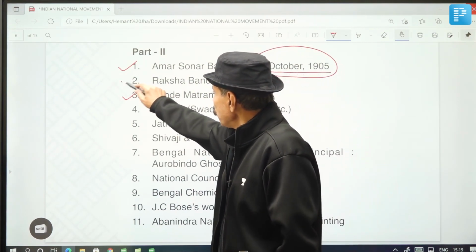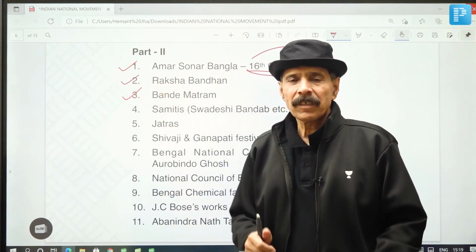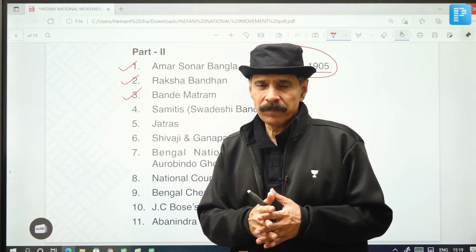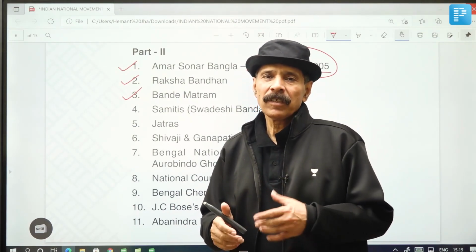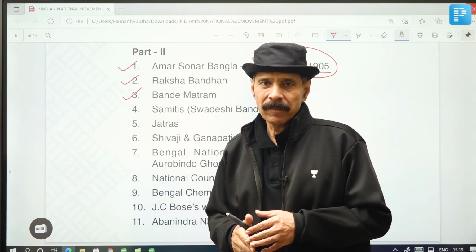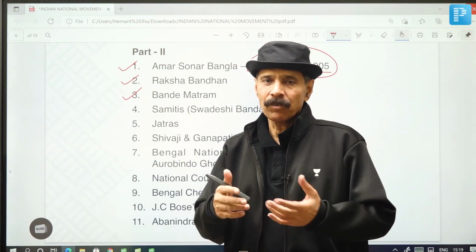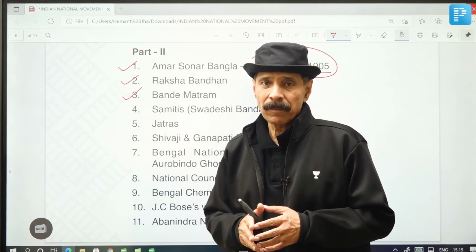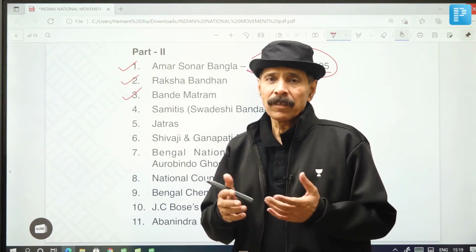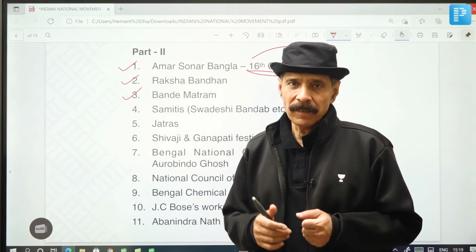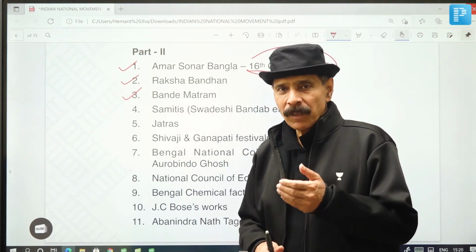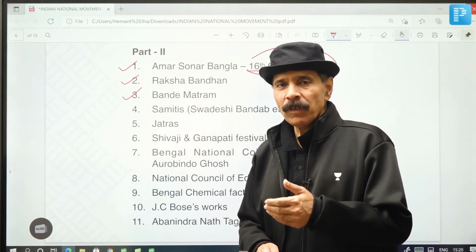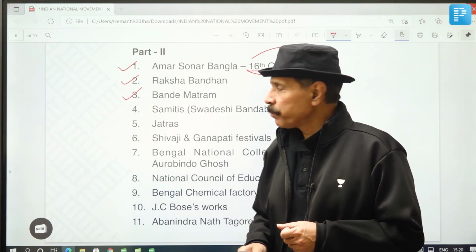Second is Raksha Bandhan. Raksha Bandhan was celebrated in a new way. The people tied Rakhi on the hands of one another. And this included both Hindus and Muslims as a mark of unity and solidarity. So Raksha Bandhan celebration in a new way became a feature of the Swadeshi movement.